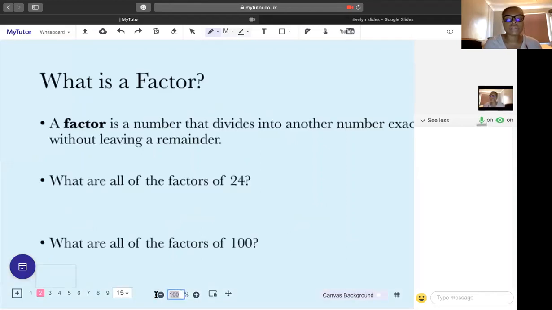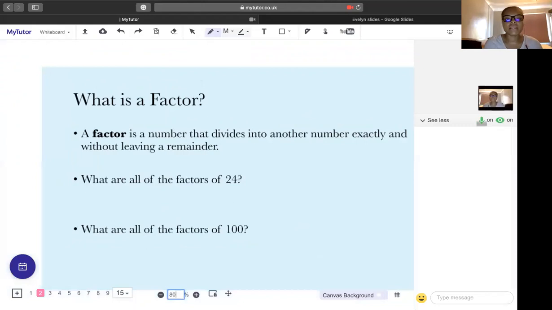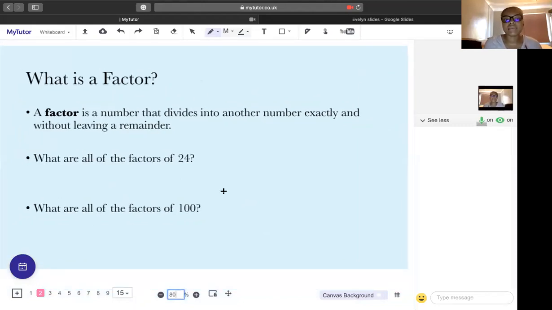So first of all, what is a factor? A factor is a number that divides into another number exactly without leaving a remainder. So for example, what are all the factors of 24? For this one, we should start from 1 and think, can every one of these numbers be a factor of 24? So 1 is a factor of 24 because we can do 1 times 24, which equals 24. So we know that 1 and 24 are factors of 24. Is 2 a factor of 24? It is, because we can do 2 times 12, which will give us 24, and so on.